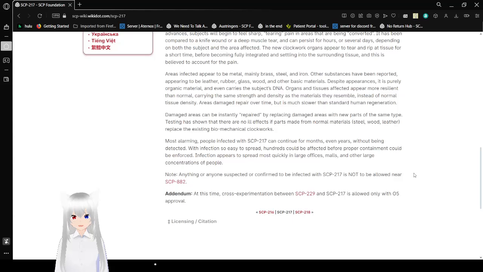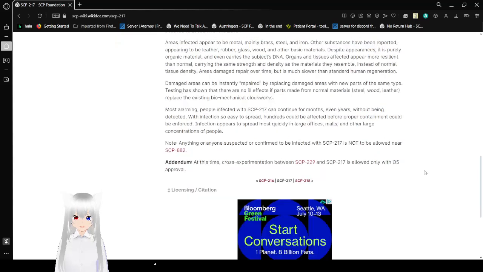Areas that are damaged repair over time, but it is much slower than standard human regeneration. Damaged areas can be instantly repaired by replacing damaged areas with new parts of the same type. Testing has shown that there are no ill effects if parts from normal materials, steel, wood, leather, replace the existing biomechanical clockworks.